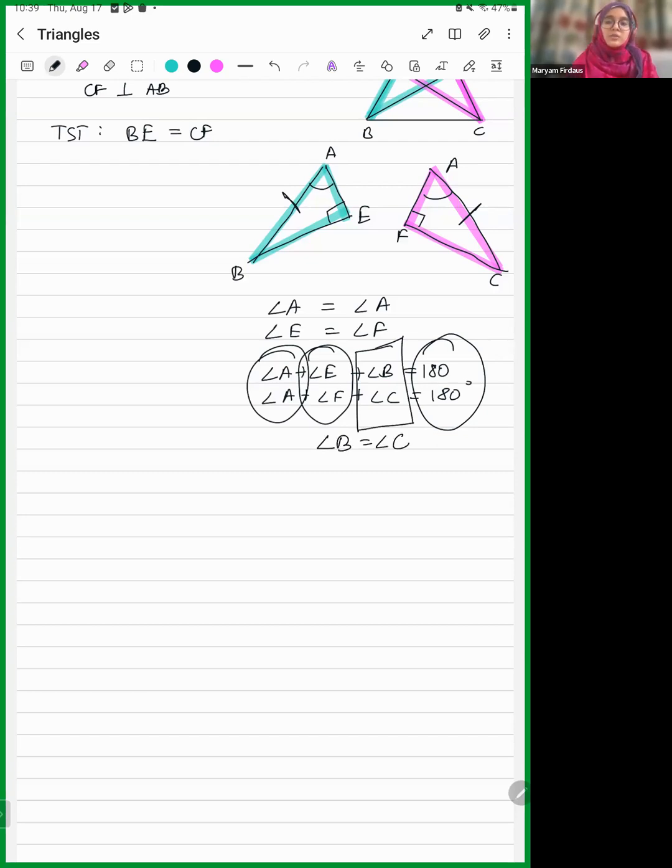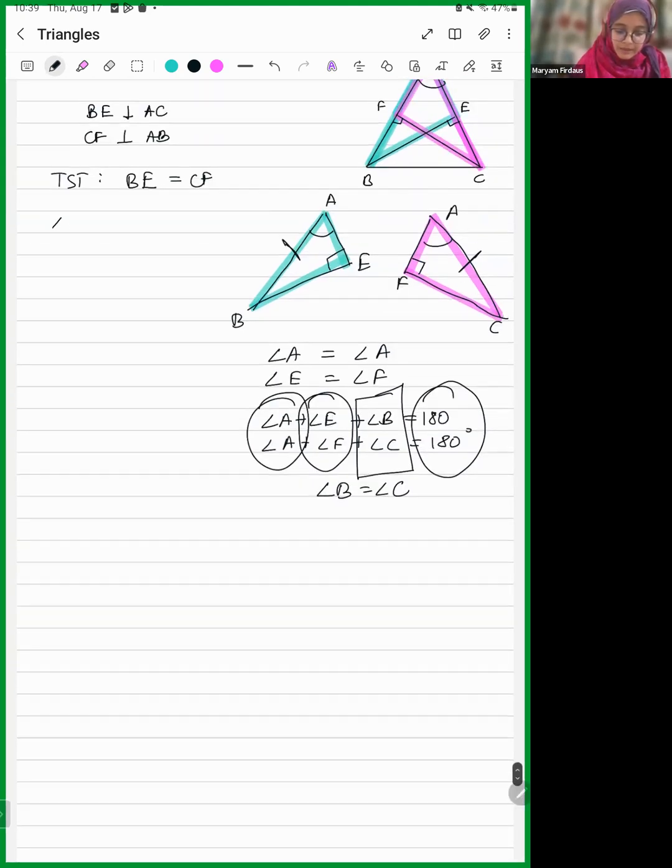So there is this rule which is called AAS as well. If you find any two angles that are equal, then the third thing we need to prove can be any side. It doesn't have to be included between both of them. It can be any side at all. So from here we have angle A equal to angle A, common.